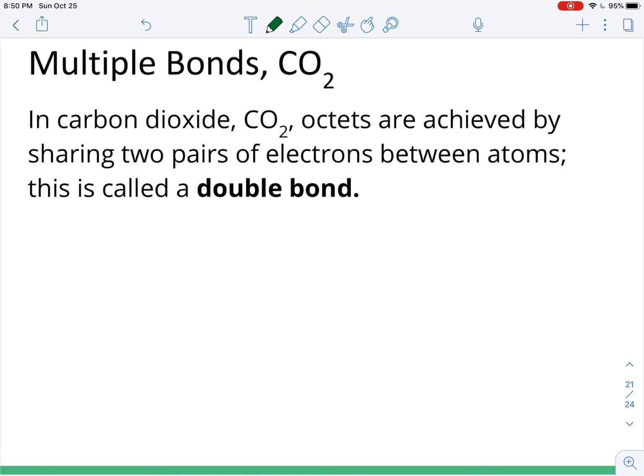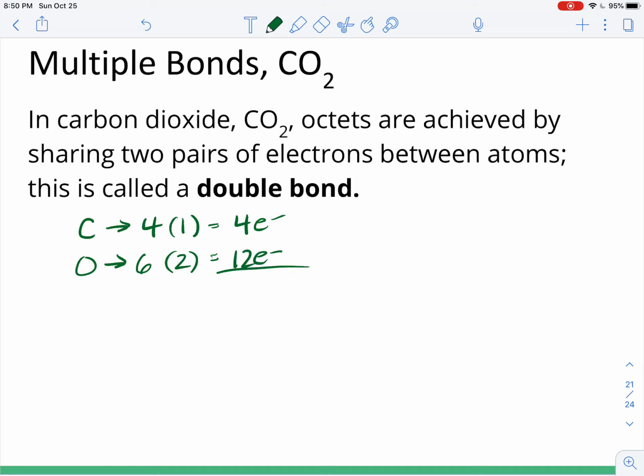All right, so let's take a look at when that would happen. Carbon dioxide is CO2. So let's follow the regular steps and then see why we need those multiple bonds. So here's carbon, here's oxygen. Carbon has a total of 4 valence electrons, and there's only 1 carbon in this molecule. Oxygen has 6 valence electrons, and there's 2 in this molecule. So it's 12. All right, so my total here is 16 electrons.